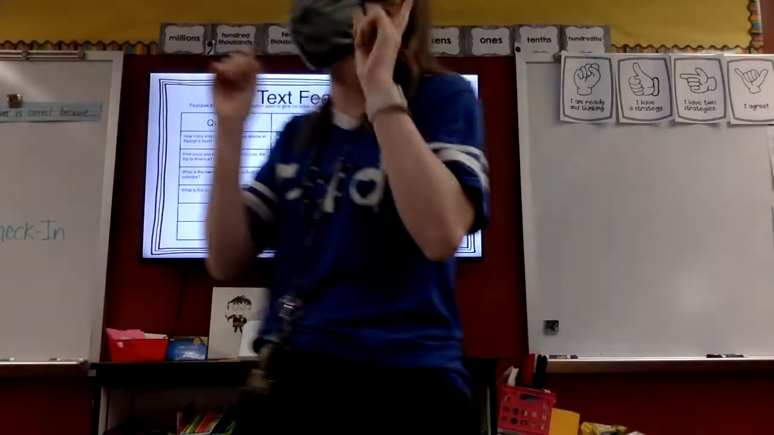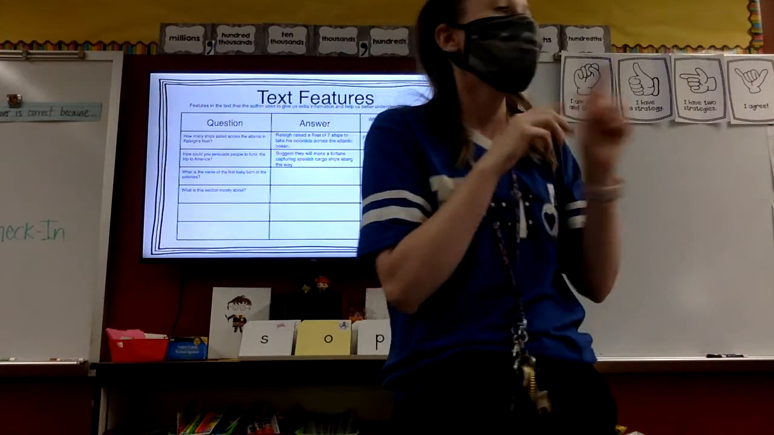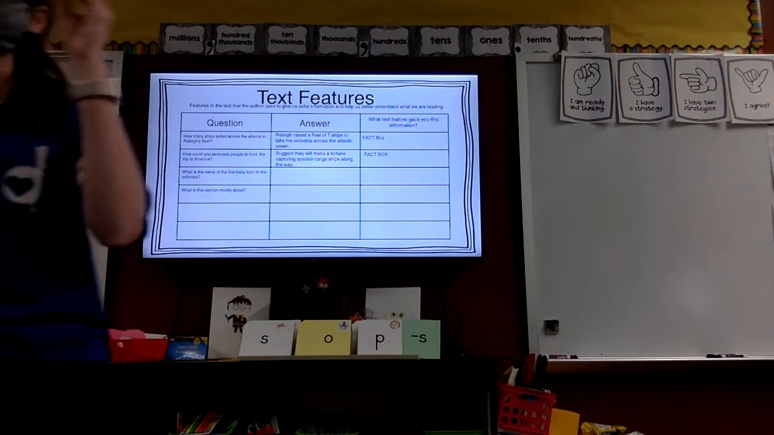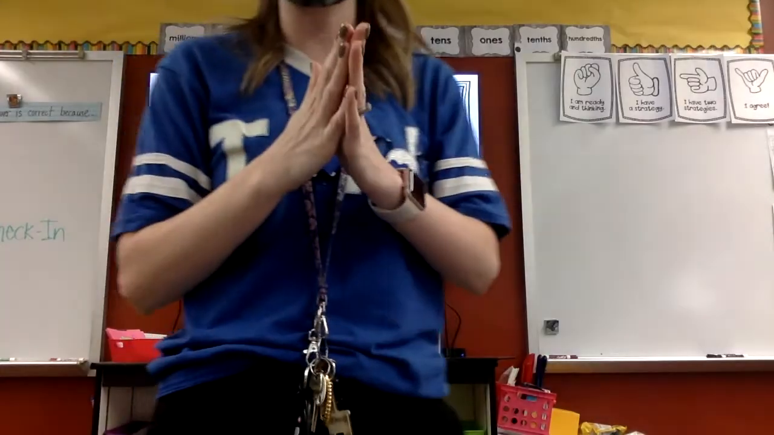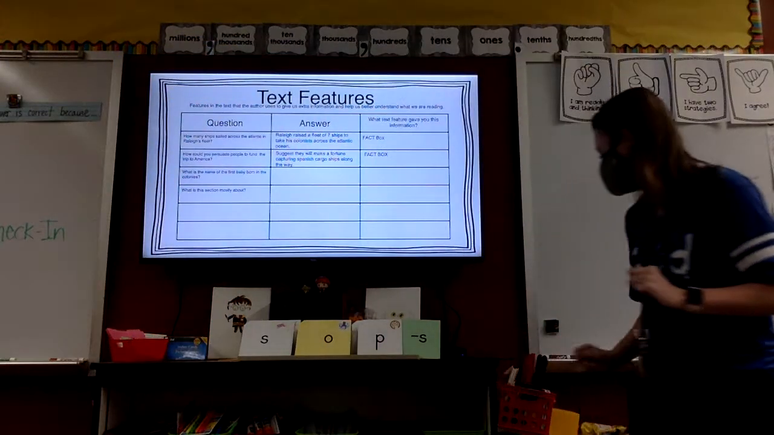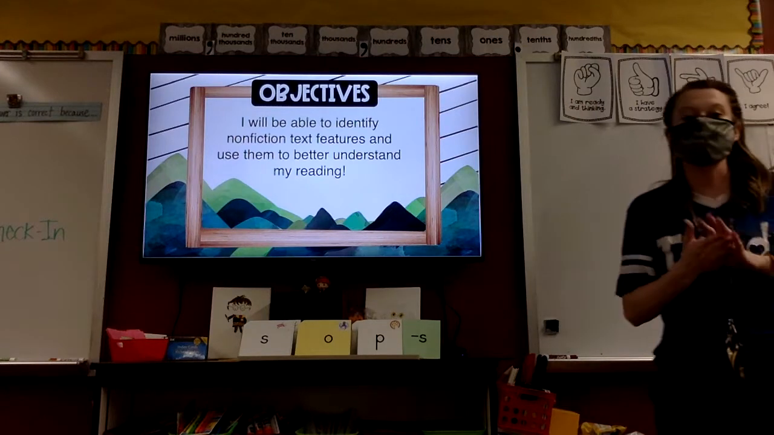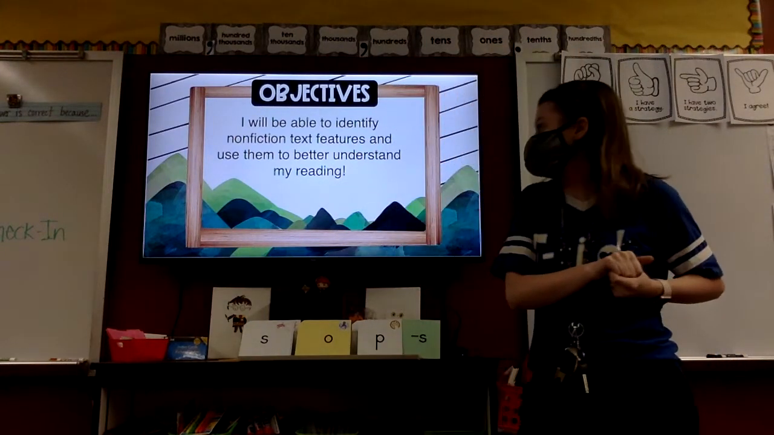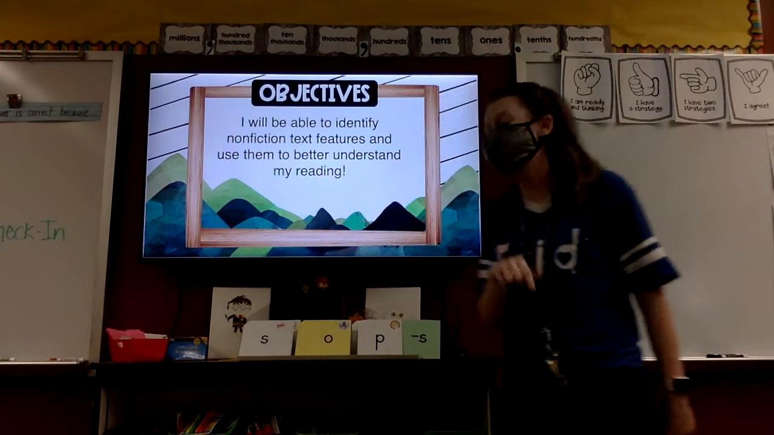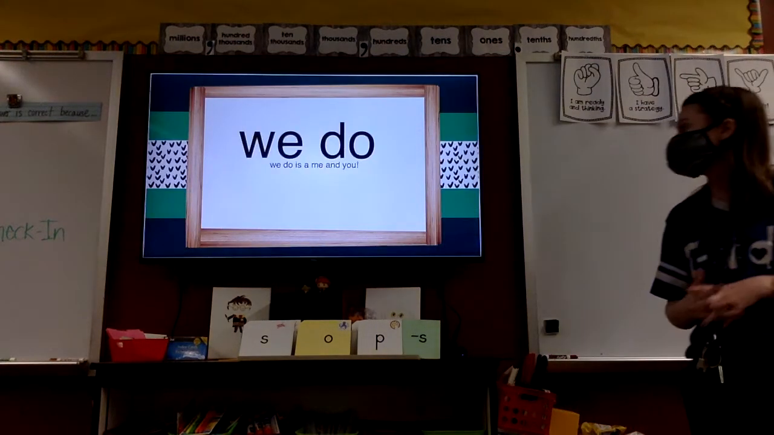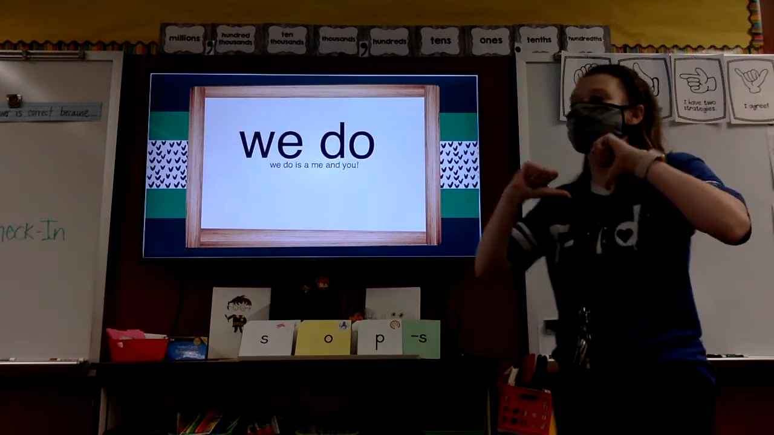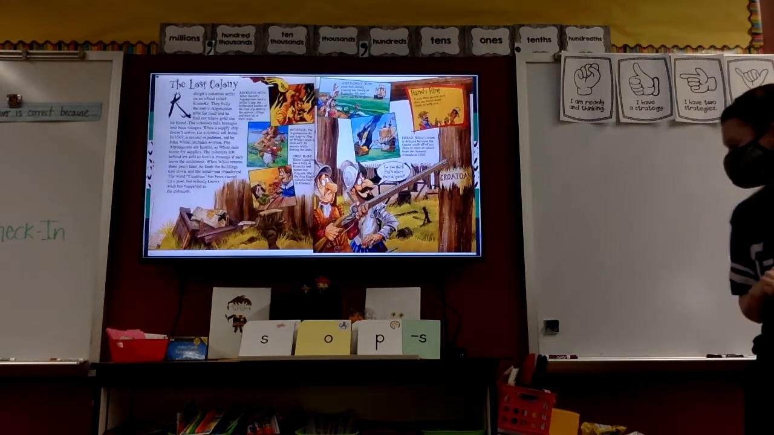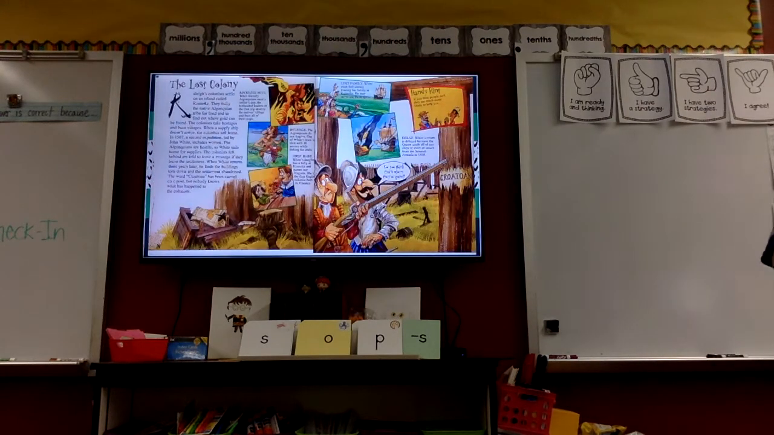Okay, kiddos, here's what we are going to do. I am about to read you one more passage, and you are going to have to answer some questions for me. So I need you to pay really, really close attention, because remember, this is our objective: to be able to identify nonfiction text features and use them to better understand my reading. So here's our We Do. When we do a We Do, it is me and you. Very good. All right. Let's learn some more about the colonists.